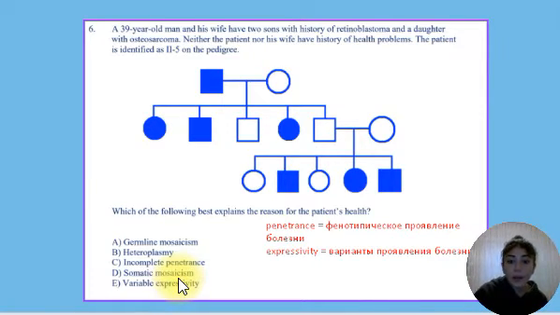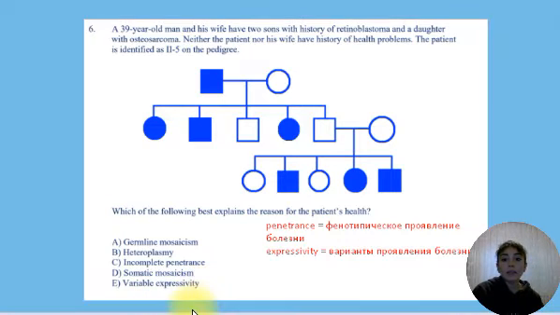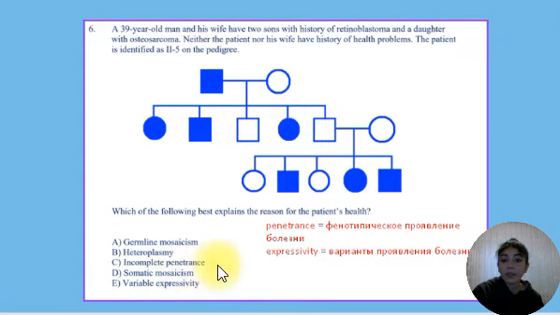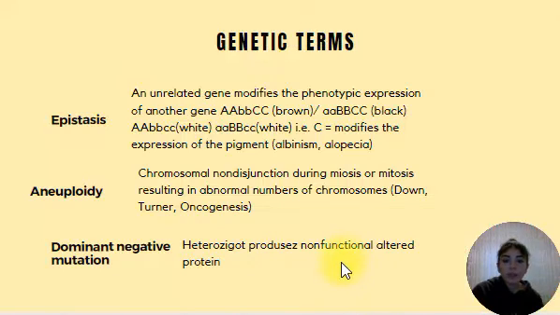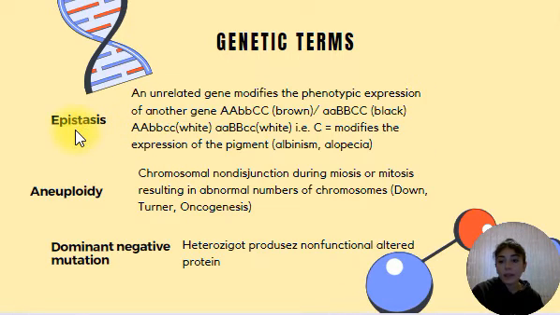In your body. Variable expressivity is very similar to incomplete penetrance, but as I said, it is associated with neurofibromatosis type 1, first of all, and second of all, it is shown that all children have a certain presentation of the disease, right? In varying severity or varying presentation. Okay, next one is epistasis, not epistaxis. Epistaxis is when you're bleeding from your nose, right?